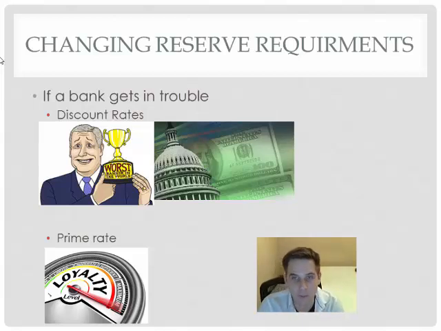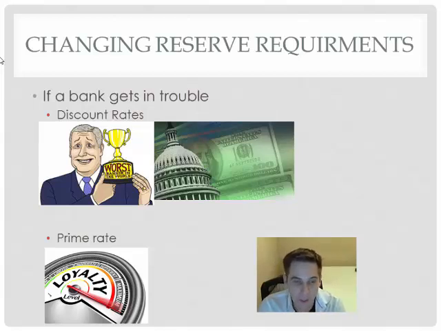So, changing reserve requirements. Sometimes the federal government will change the reserve requirements. In the last video, we had the example of 10%. They can change it higher or lower to affect the money supply. If they make it higher, it'll reduce the money supply because the banks will have to hold back more. If they reduce the reserve requirements, then the banks don't have to hold back so much and they can spend more.